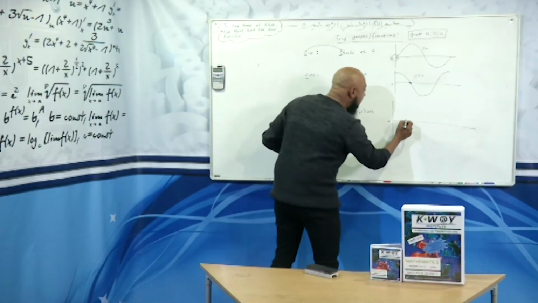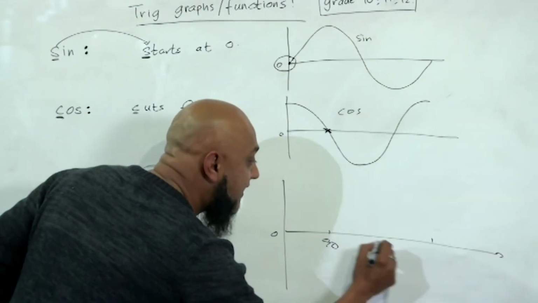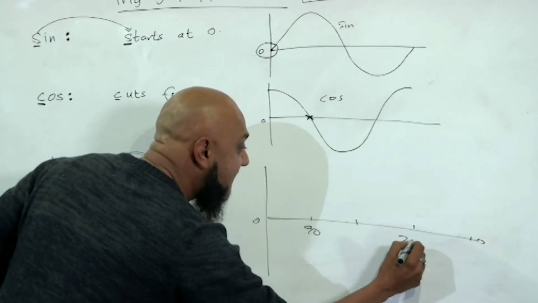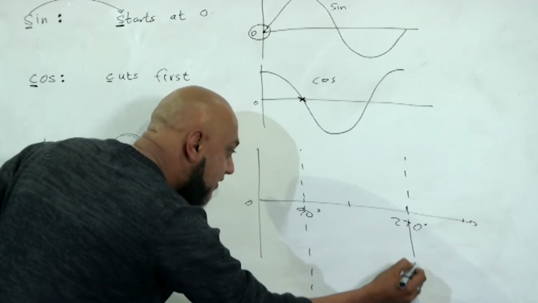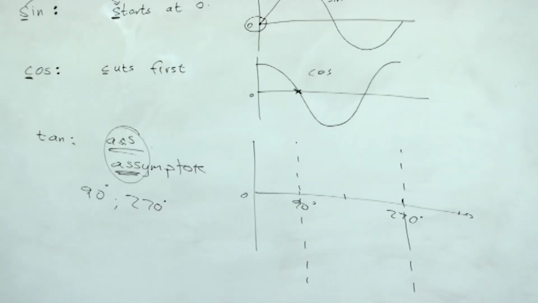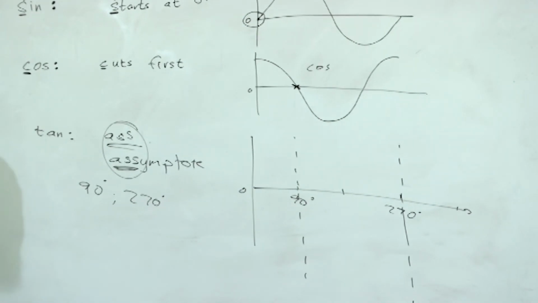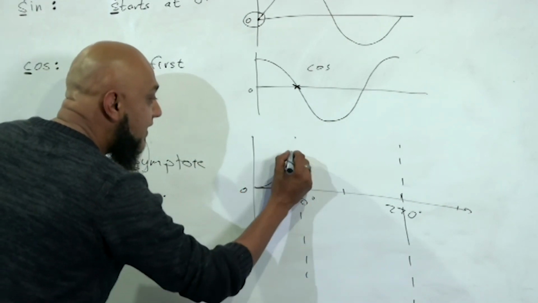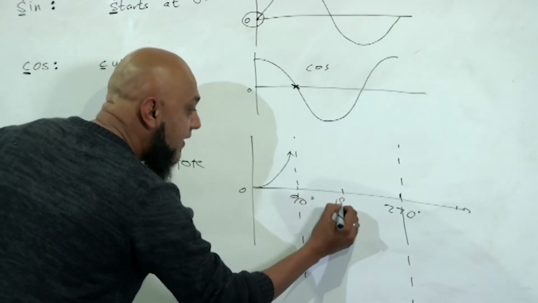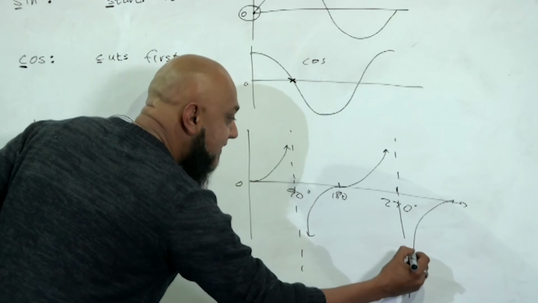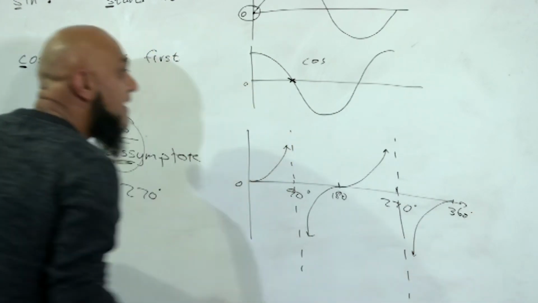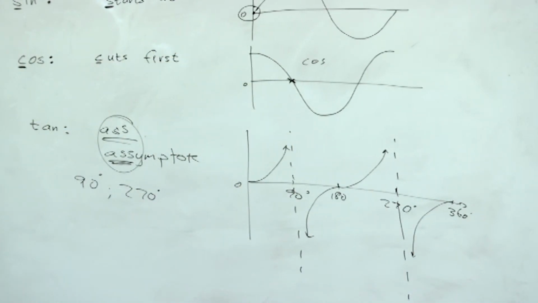So that's 90, 180, 270, 360. At 90 and 270 are your asymptotes. These are your two lines which your graph will never touch. Now it's your tan graph. It goes from 0 up, 180 up, then 180 down, and 360 down. There we go, guys. That is just the shape of the graphs.